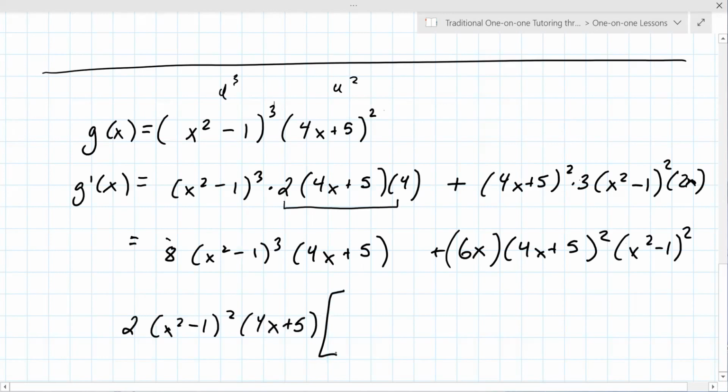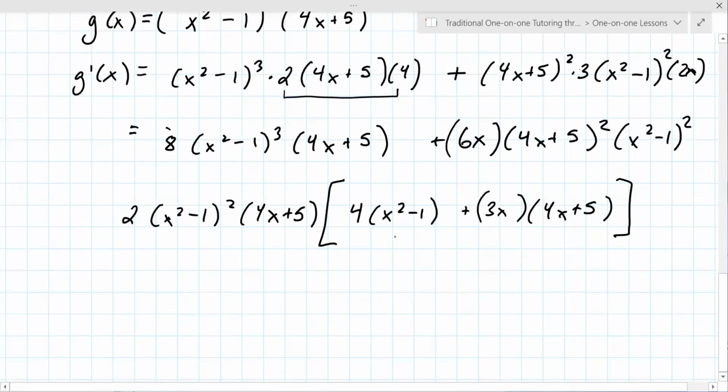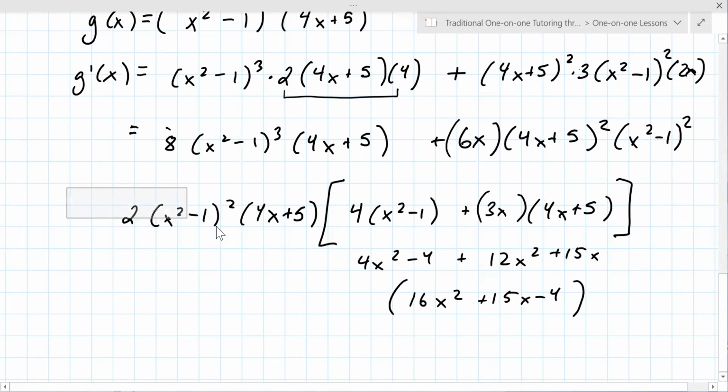Okay, so for me, it's very easy to see that's pretty reasonable here. You got 4 times x squared minus 1 plus you got 3x times 4x plus 5 here. And then this gives you 4x squared minus 4 plus 12x squared plus 15x, so 16x squared plus 15x minus 4 there. And then I'm going to copy and paste.